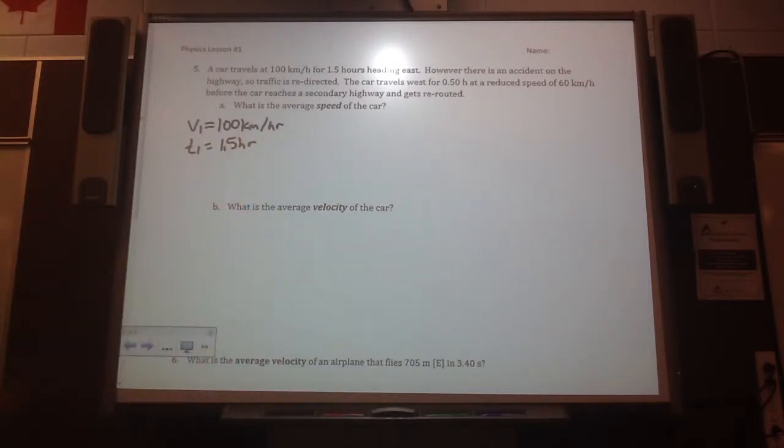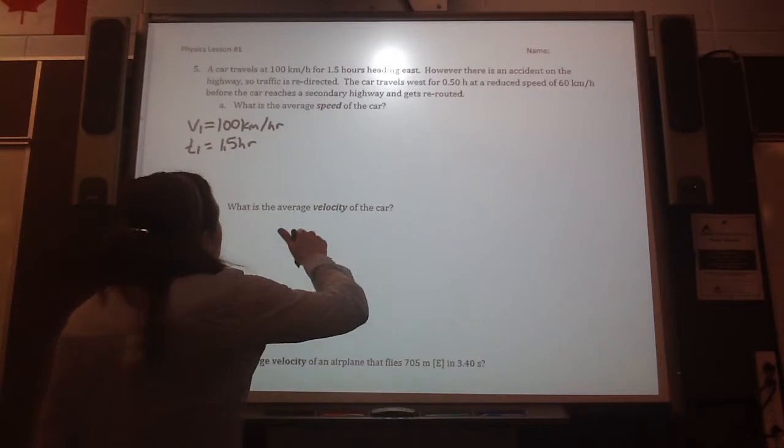Since I'm dealing with kilometers per hour and hours, I'm not going to convert it to meters per second and seconds, because that would just be kind of a waste of time. If you want to, it would still be okay, but this doesn't tell us that we have to put it into meters or meters per second, so let's just leave it, because then it's less work, right?